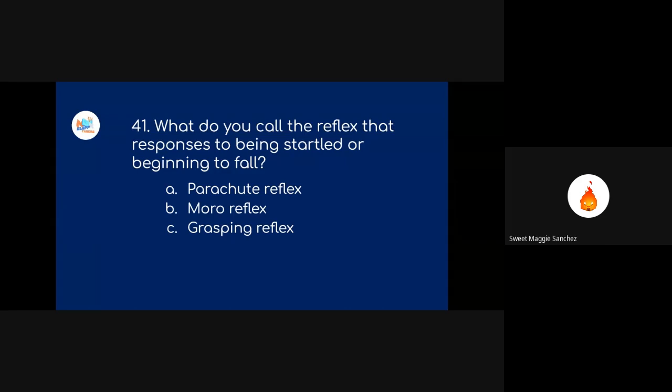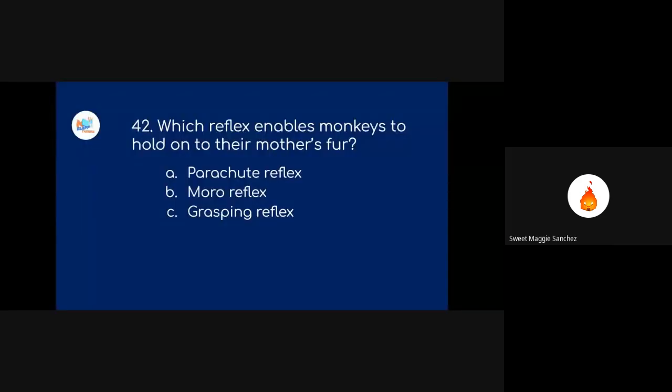Okay, timer stops. Question 42. Which reflex enables monkeys to hold onto their mother's fur? Is it A, parachute reflex, B, Moro reflex, or C, grasping reflex?